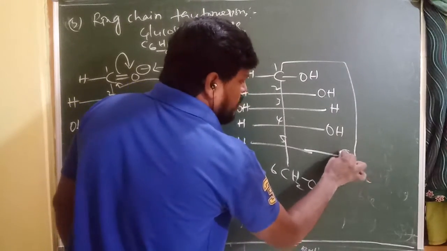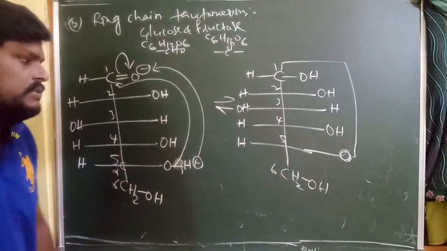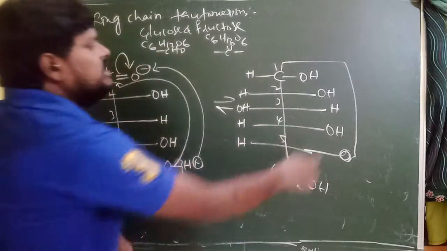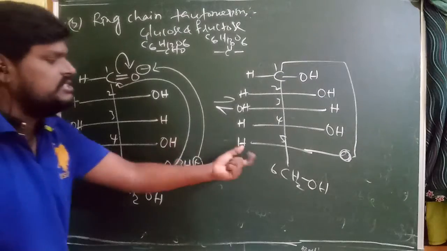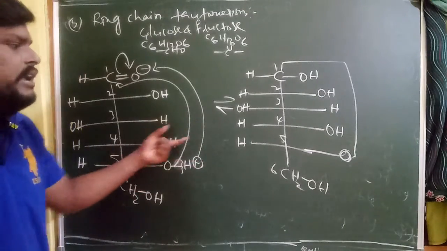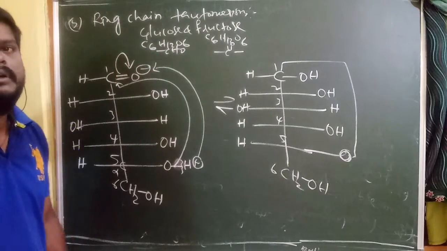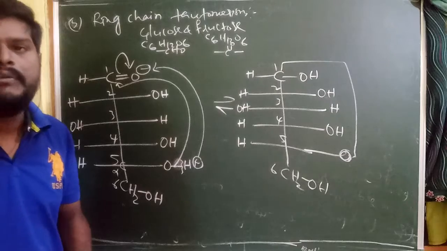Now you need to observe that a cyclic structure is formed between the first carbon and the fifth carbon, with one oxygen in the cyclic structure. Now this is a cyclic structure. That's why it is ring chain tautomerism. It is ring, and the other is open chain. That's why this is an example of ring chain tautomerism. Of course, it is generally observed in glucose and fructose. I hope you all understand.